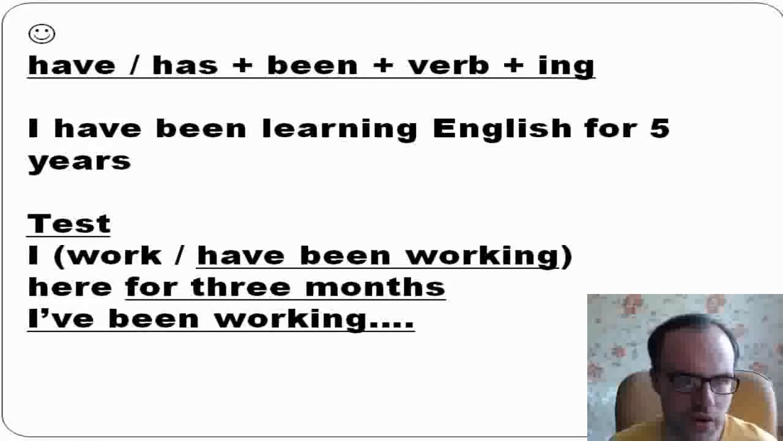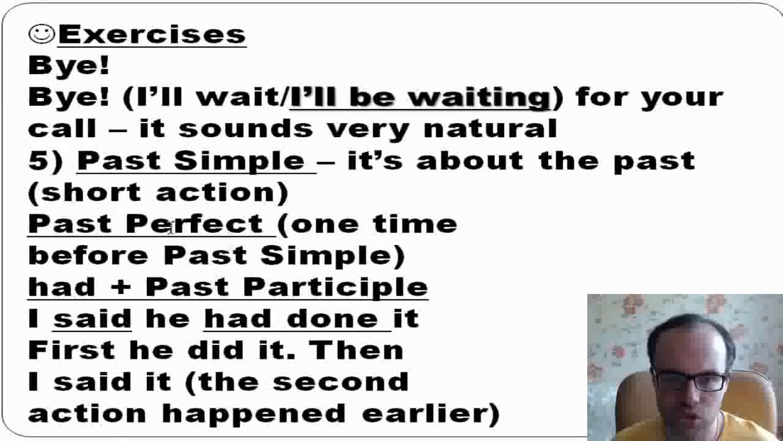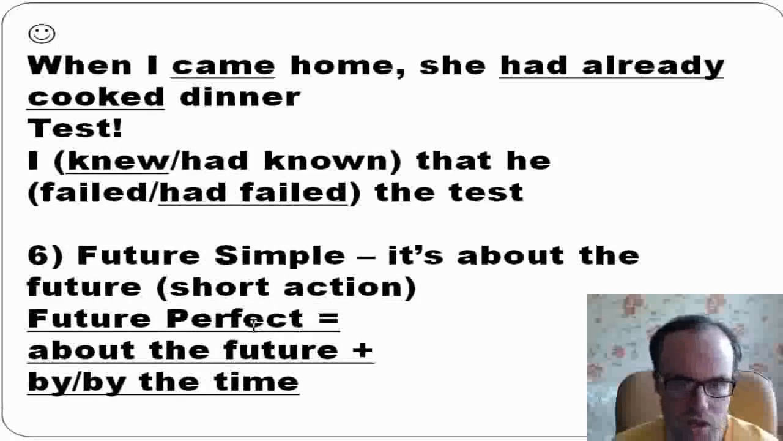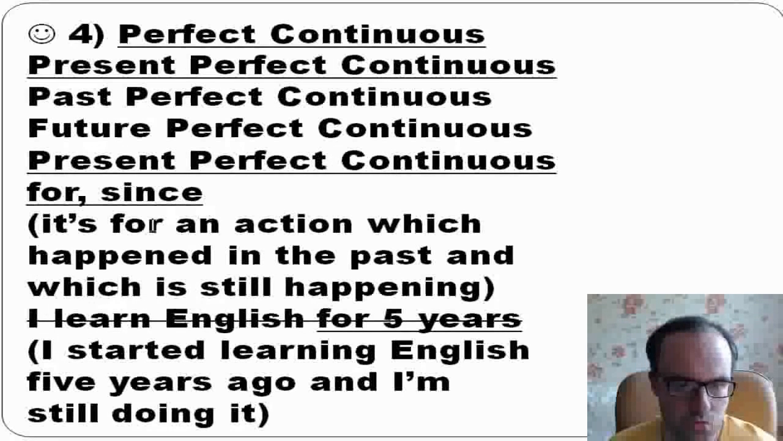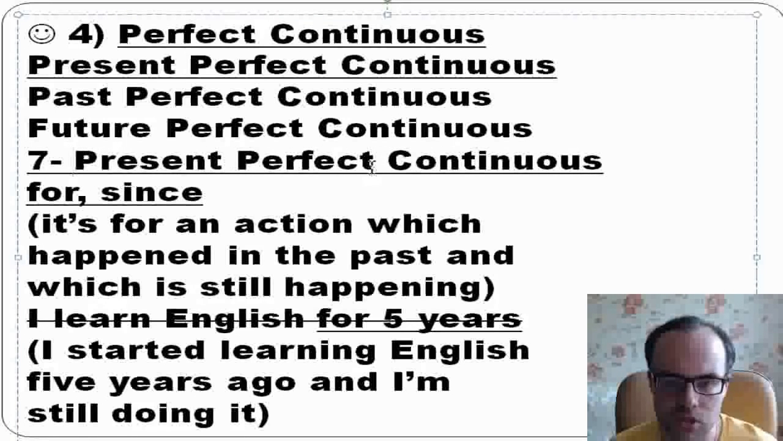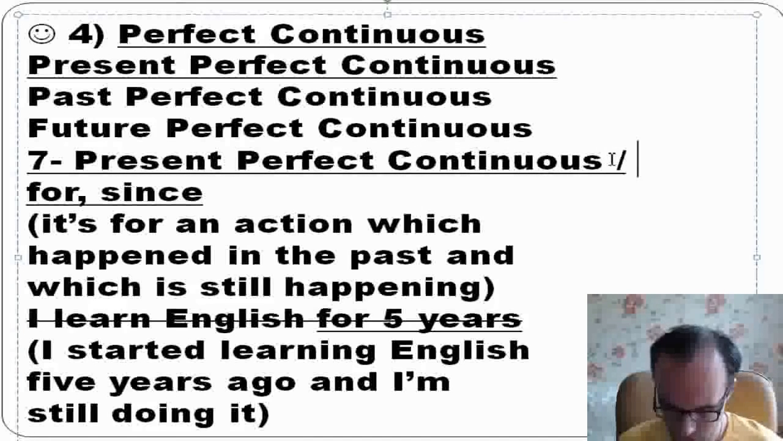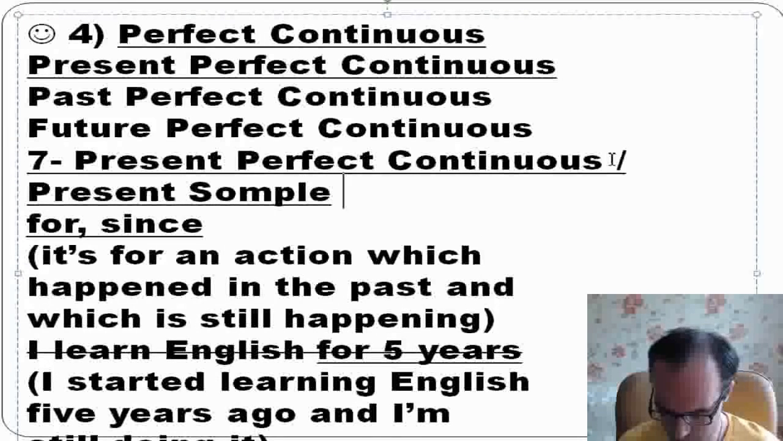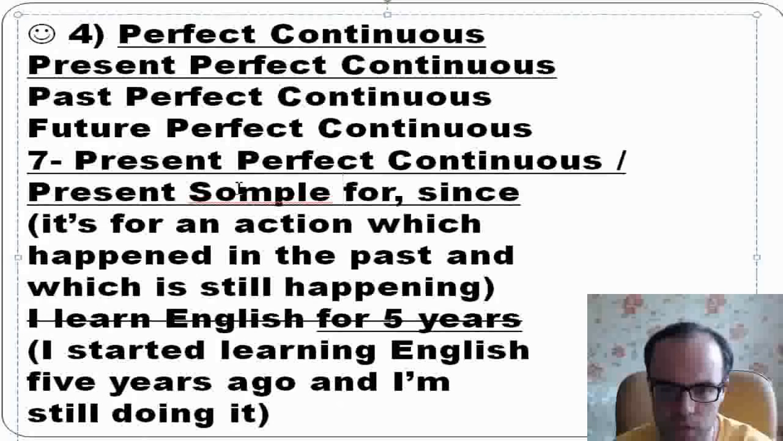So what about past perfect continuous and future perfect continuous? So the most difficult tenses. So we compared past simple and past perfect, future simple and future perfect. So very good. So it was number 6. Then we talked about present perfect continuous and present simple. So we talked about it. Yeah, it's an important thing.